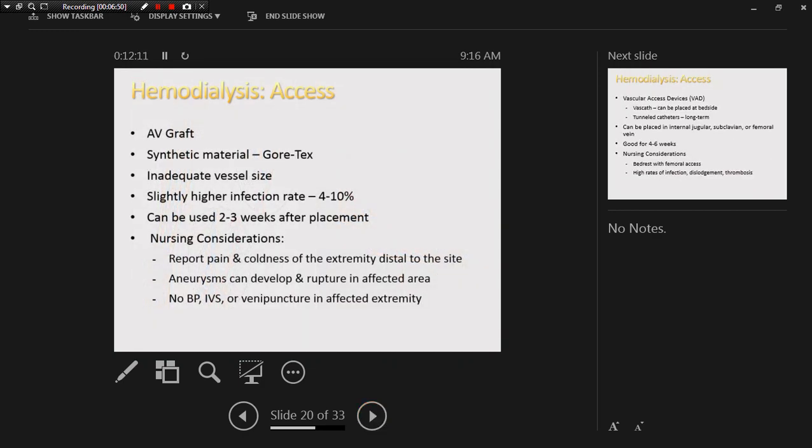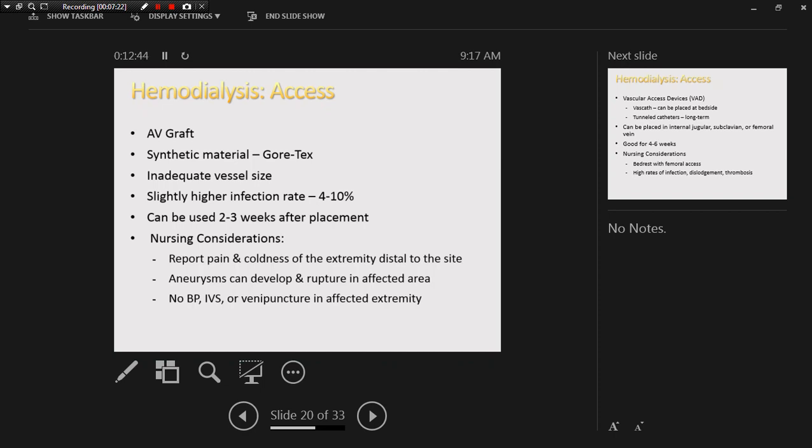All right, so let's talk about an AV graft. It's going to be made of synthetic material or Gore-Tex, and it's actually going to make a loop to connect a vein and an artery together. So instead of anastomosing the vein and artery directly together, we're going to take a synthetic material and attach a vein and an artery in the forearm or wherever we choose to do it. So you've got a synthetic device that's inserted in your body, so it makes sense why it doesn't work as well as a fistula.